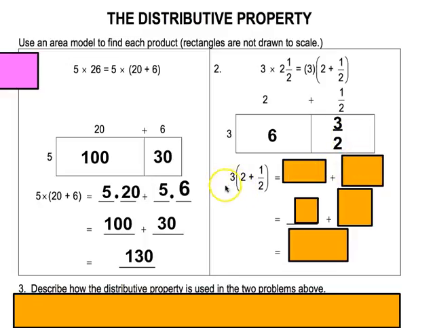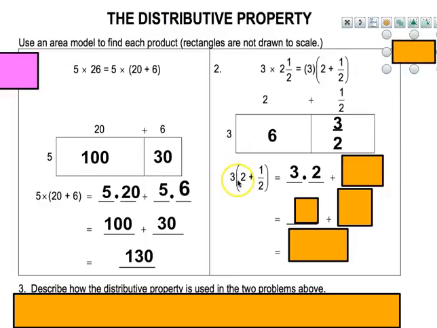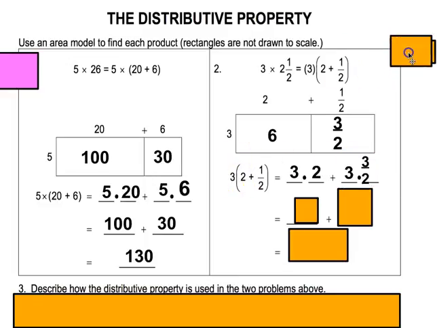Okay, so now we're distributing 3 times 2 and 3 times, well, that should be 3 times 1/2.